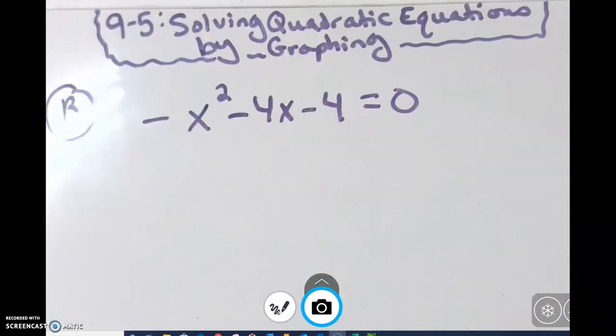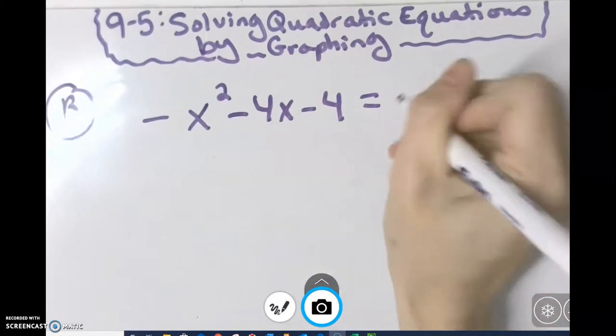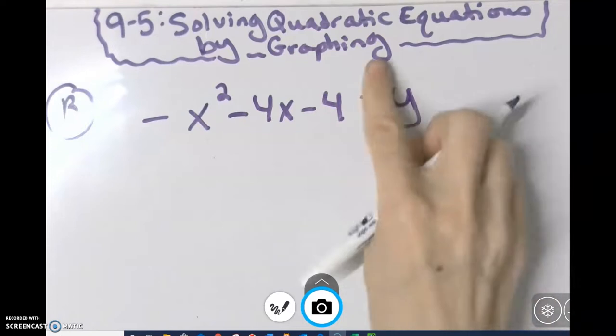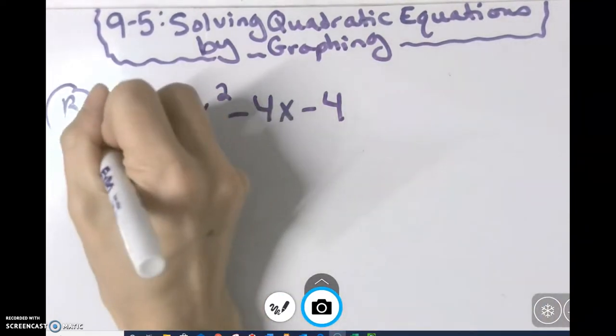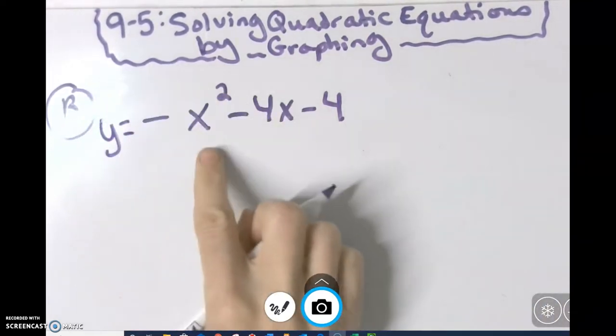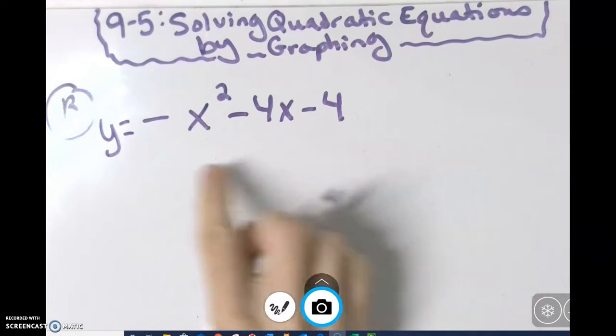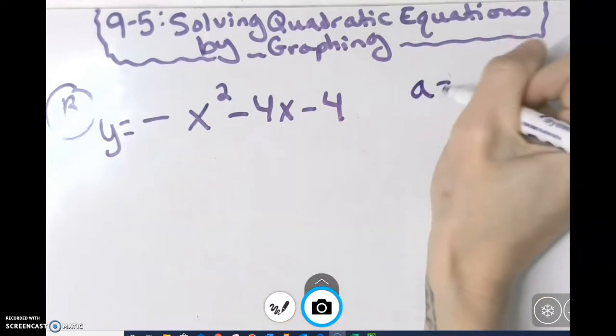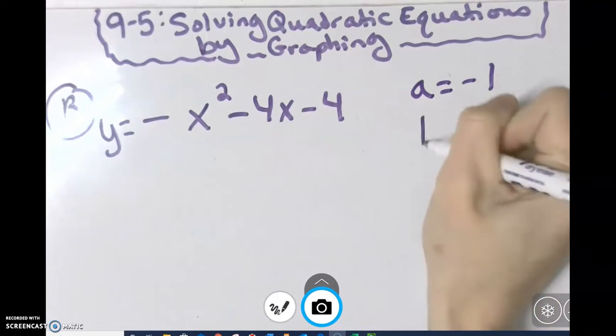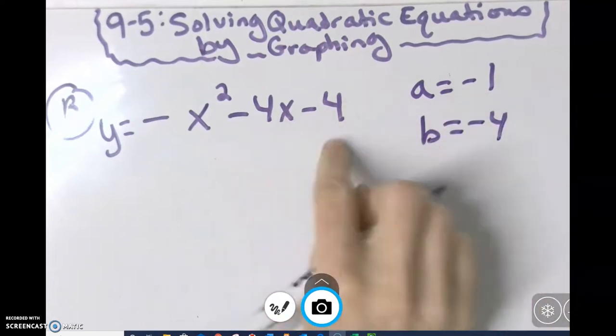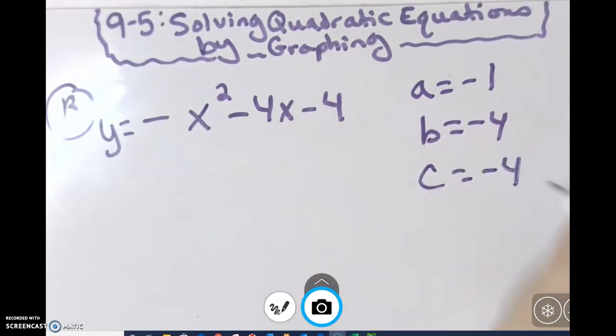Top of page 623, we're doing the same thing. We're solving this quadratic equation by graphing. So the first thing I'm going to do is take the 0 and change it to a y. And then I'm going to take the y and put it in the front. So now I have y equals negative x squared minus 4x minus 4. My a value here equals negative 1. My b value is negative 4, and my c value is negative 4.